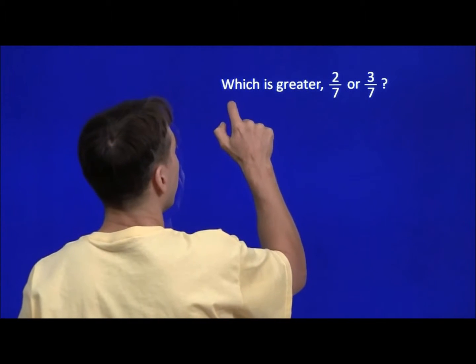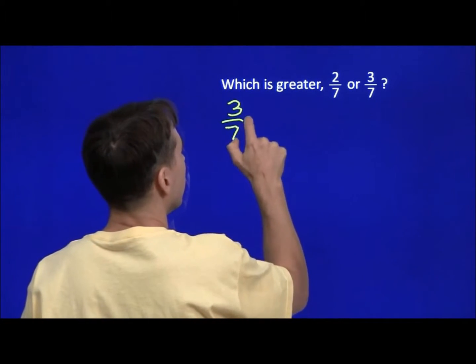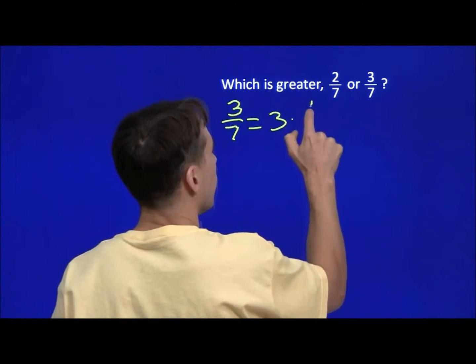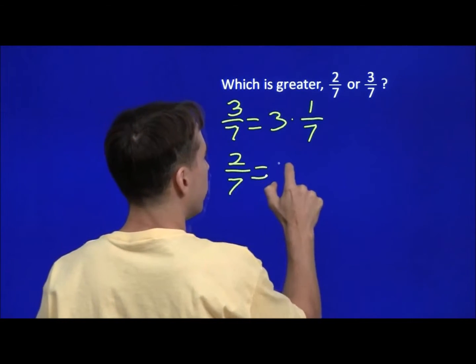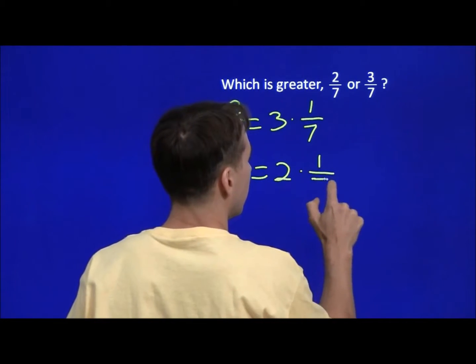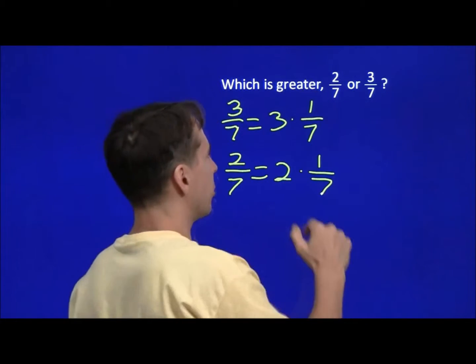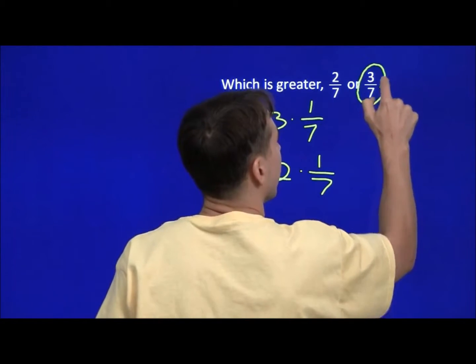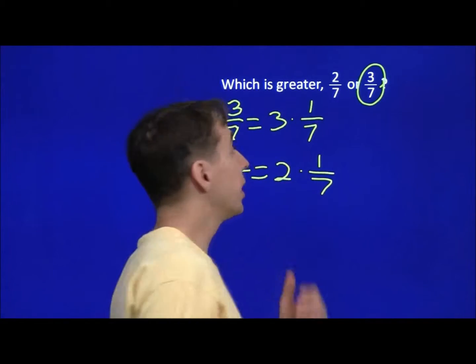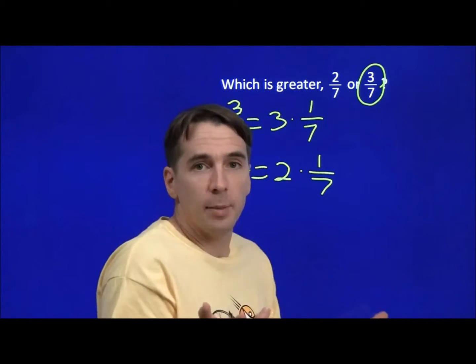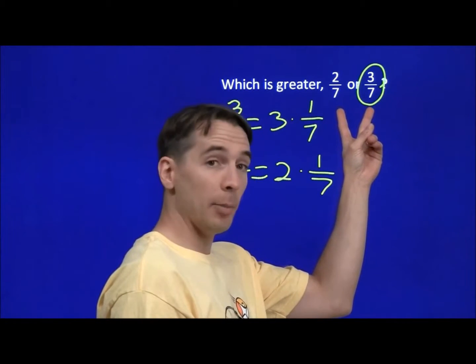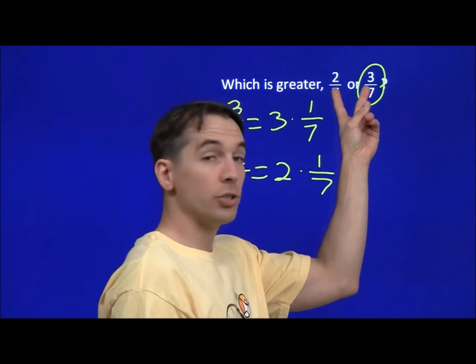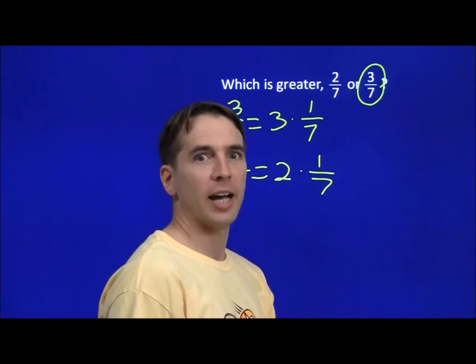We can also think about fraction multiplication. 3/7 is 3 times 1/7. 2/7 is 2 times 1/7. 2 is something that's going to be less than 3 of something. So you see that 3/7 is greater than 2/7. In the same way, we can see that anytime we compare two fractions that have the same denominator, the fraction with the larger numerator is the larger fraction.